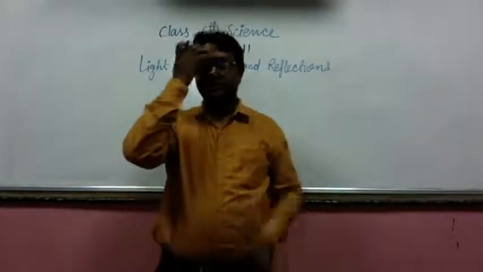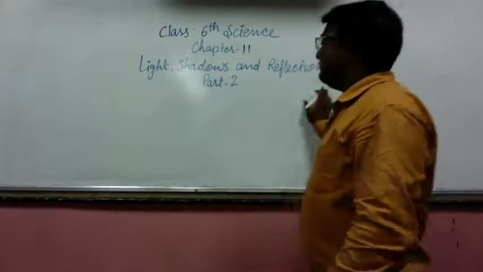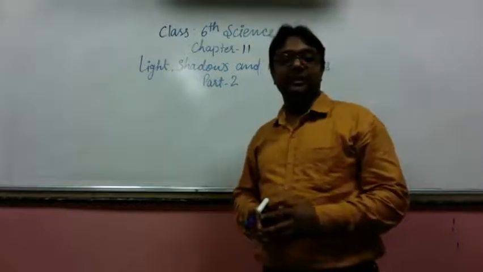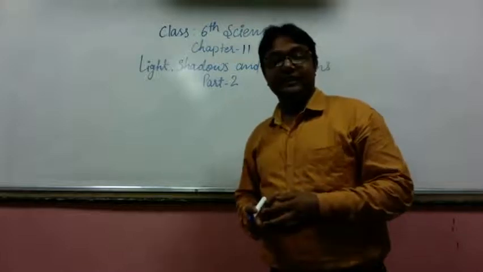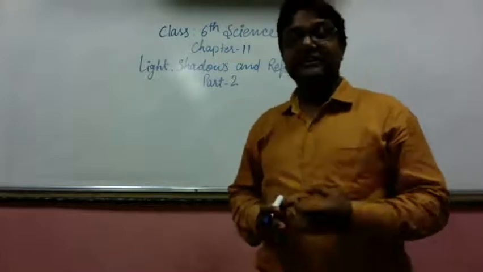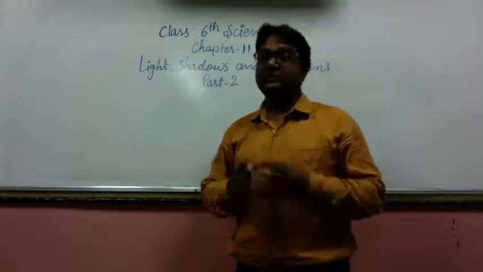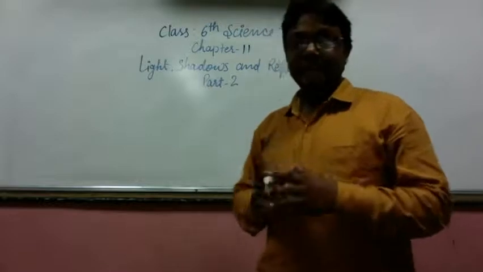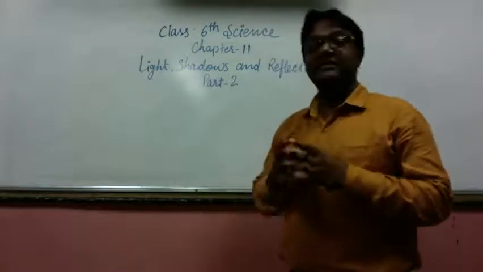So today we are going to learn about Chapter 11, Light, Shadow and Reflection, Part 2. In the previous part we discussed light, what the sources of light are, from where we are getting the light, and there we discussed luminous objects, non-luminous objects and so on. In this part, we are going to learn that light travels in a straight line.